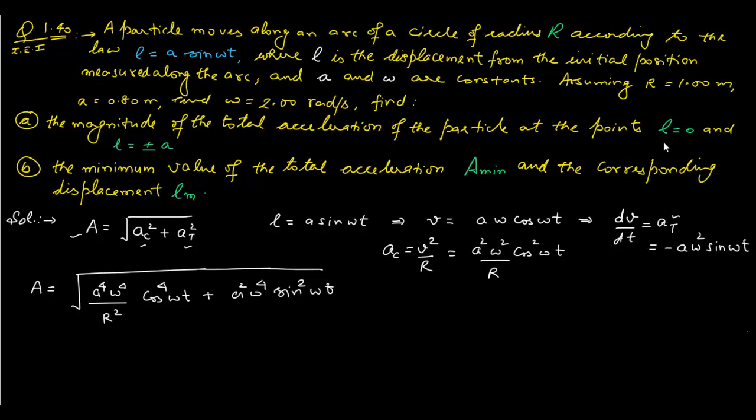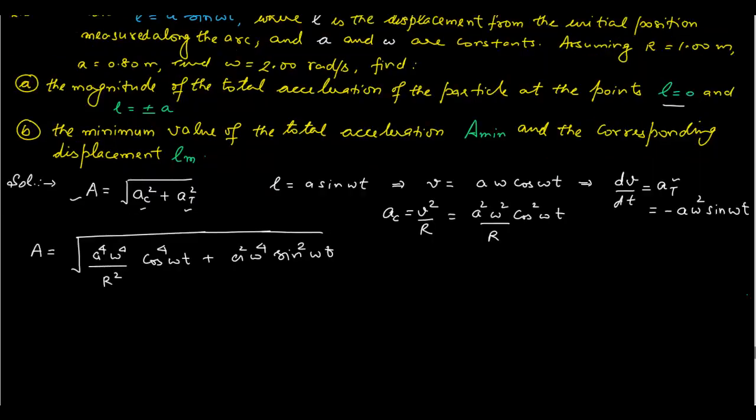But where do we have to calculate it? We have to calculate it at L = 0 and at L = ±a. In order to find the value of a at these two values, we have two different methods to solve, and I am telling you both the methods. The first method is to convert this equation in terms of L.